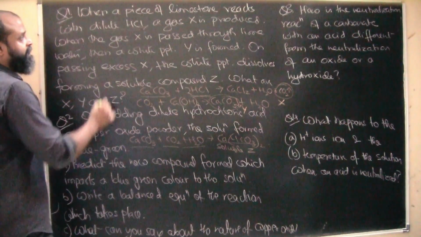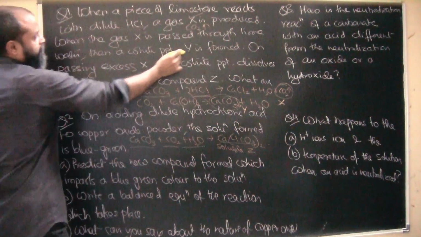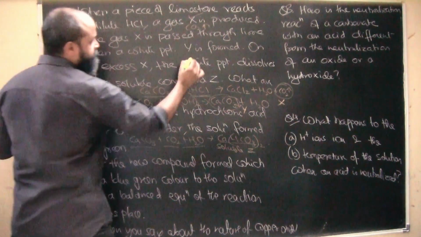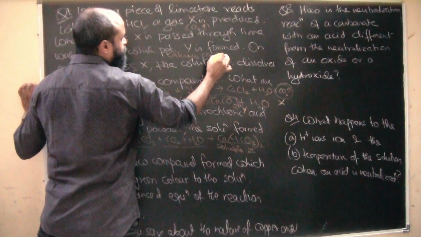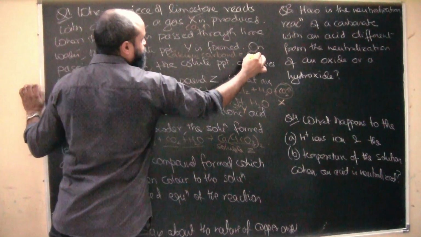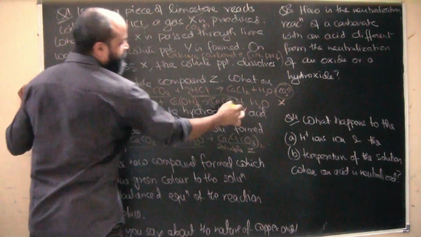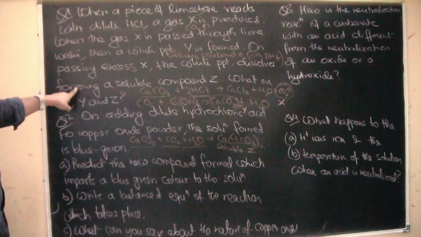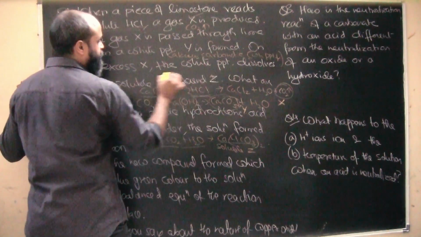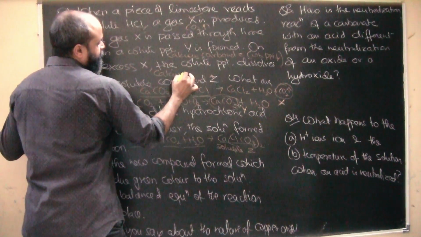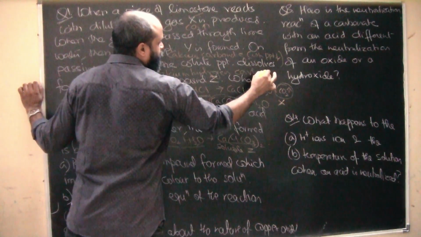So we have identified the compound X. The compound X is carbon dioxide gas. The compound Y is calcium carbonate, and this is basically a white precipitate that settles down. The precipitate arrow is downwards. While it is all forming a soluble compound Z. Soluble compound Z is calcium hydrogen carbonate.